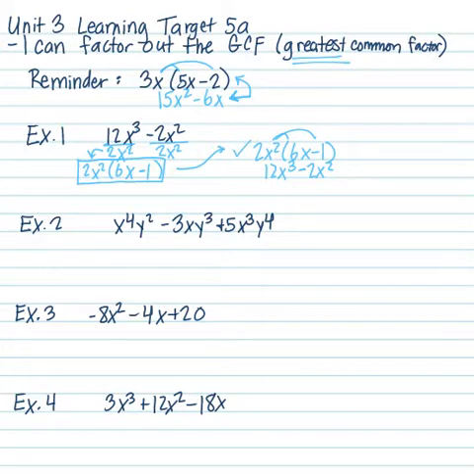Example 2. Again, we're looking at each piece. What can we take out of all 3 pieces in this case? Well, the first one doesn't have any numbers with it, so we're not going to be able to take out any numbers. Looking at all 3 pieces, we've got x to the fourth, x, and x to the third. So all of them have at least 1x. So we're just going to take out an x. Then we've got y squared, y to the third, y to the fourth. Each of them have at least 2 y's, so y squared.